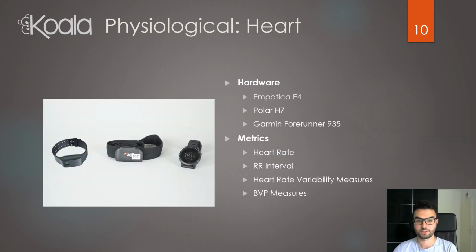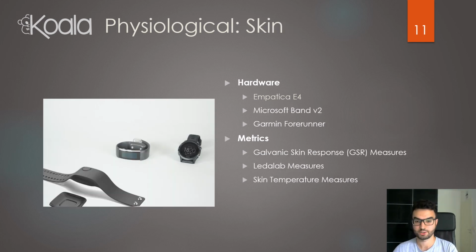As cardiovascular measures, we integrate the Empatica E4, the Polar H7, and the Garmin Forerunner 935, and with them we capture the heart rate, but also the RR interval, from which we calculate the heart rate variability measures, RMSSD, SDNN, PNN50, and also blood volume pulse measures. As skin measures, we again use the Empatica E4, the Garmin Forerunner, but also the Microsoft Band V2, and with them we capture the galvanic skin response, which we use then also in the LeaderLab software to calculate some high-level features on them, and we use the skin temperature as a measure.